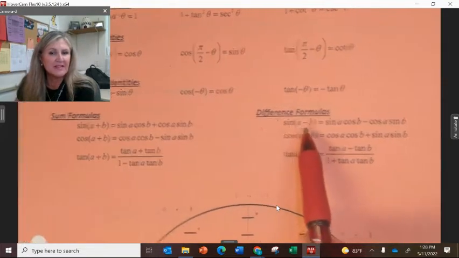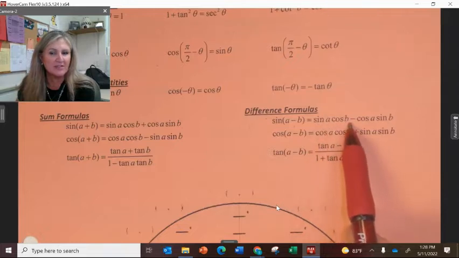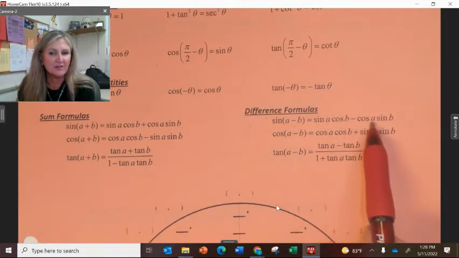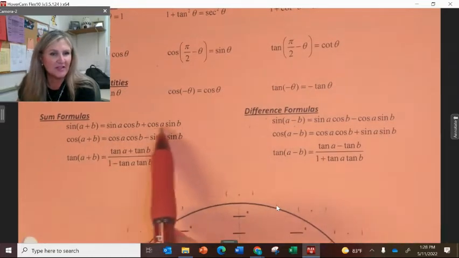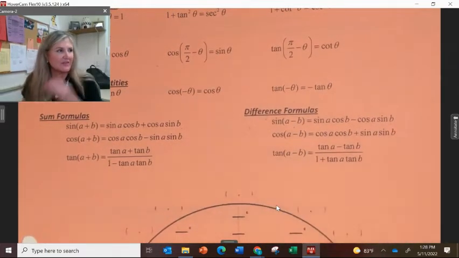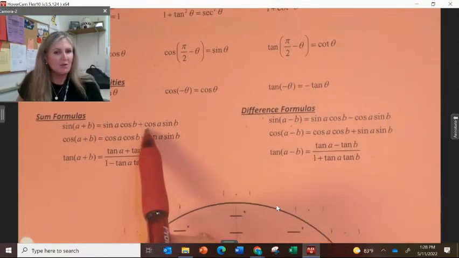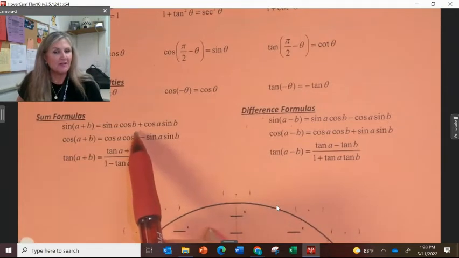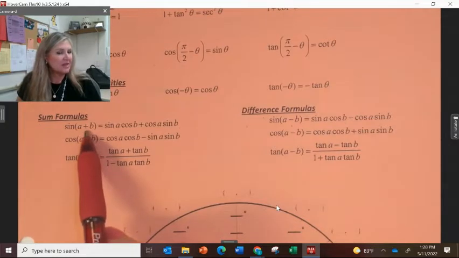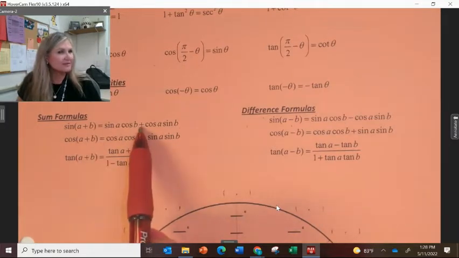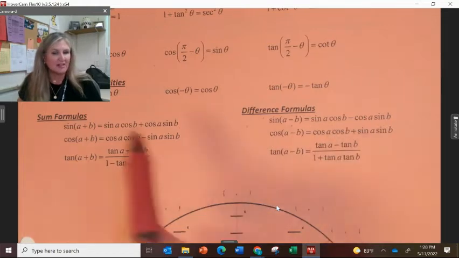If we're doing the difference for sine, look at the formula. Sine A cosine B minus cosine A sine B. Do you see how the pattern is the same for both of these, for the sum and the difference? It's the same pattern. But what is true of the sign in the middle? When it's plus here, what is it here? It's addition. And if it's subtraction here, then it's subtraction.